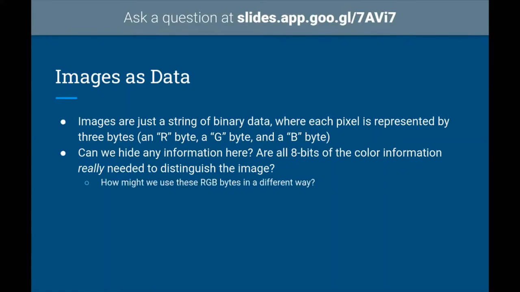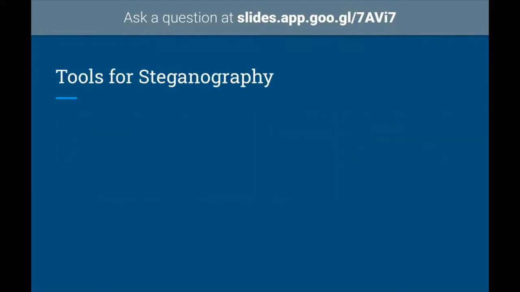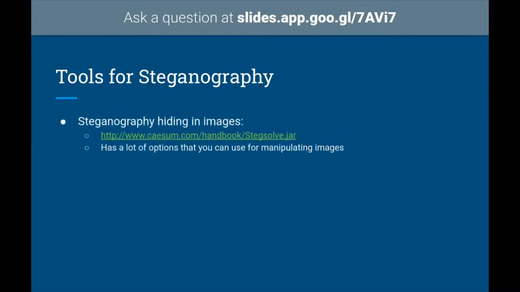Obviously, our eyes can't really differentiate some pixel values, like a value of 255 versus 254. And so we can actually hide a lot of information in the low bits, because just one intensity difference doesn't make a huge difference in how we perceive the image, especially if it's a very noisy image. So some tools, the first one I like using is this one.